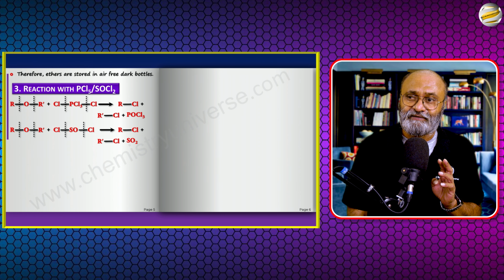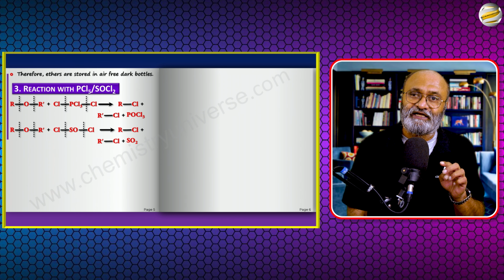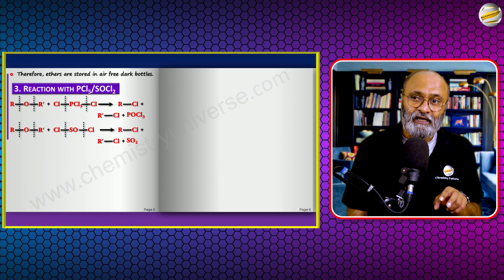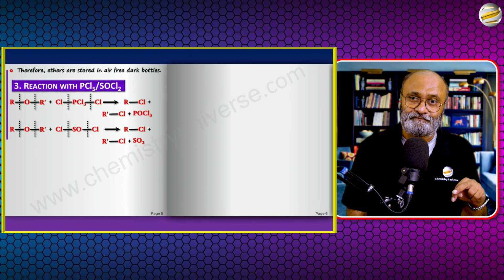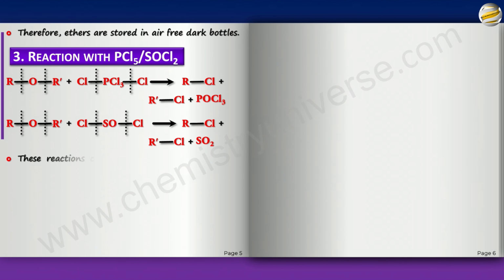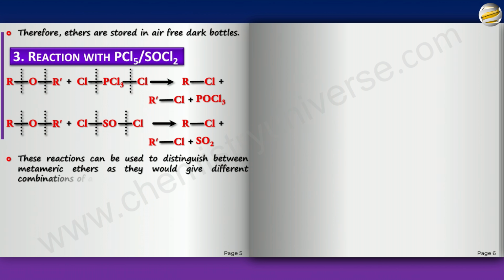Obviously, since in metamers both sides will be different in both ethers, you will get different types of alkyl halides. So the combination of RCl and R prime Cl in two metameric ethers will be different. And testing them would tell us that these ethers were metamers. So these reactions can be used to distinguish between metameric ethers, as they would give different combinations of alkyl halides.